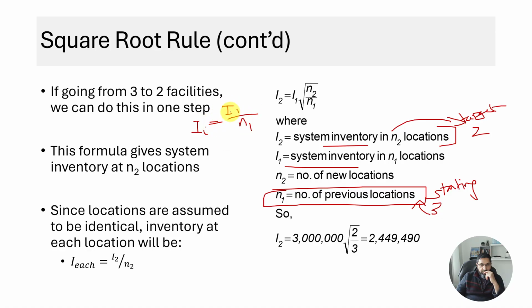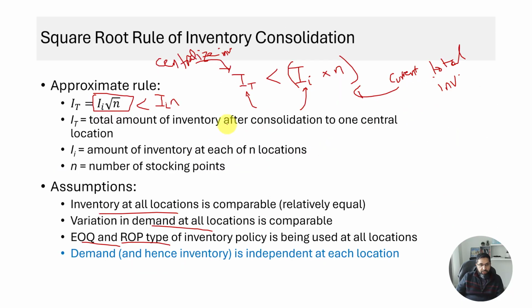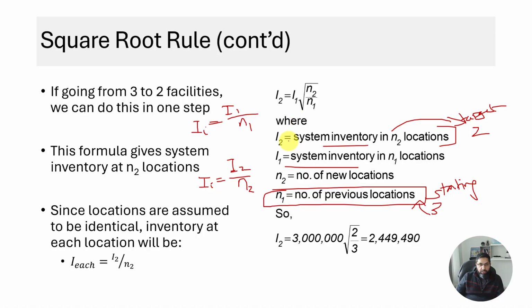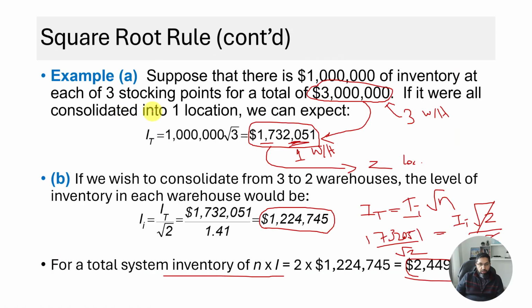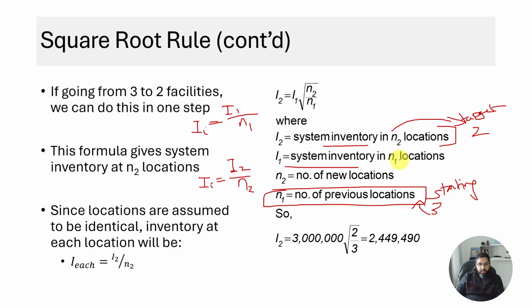That will be inventory in each location when you have N1 locations, and I in the new setup will be I2 over N2. When you get to N2 locations with I2 total inventory, I2 over N2 will be the I of i. So this I2 and I1, don't confuse it with this I of i. It's not I of i, because I of i is inventory in one location. This I1 and I2 is more akin to the IT, the total inventory, because I1 is total inventory in N1 locations, I2 is total inventory in N2 locations.